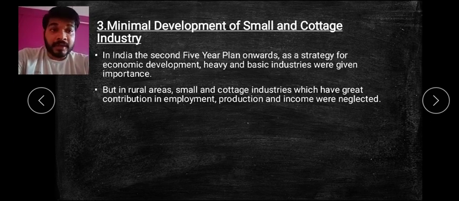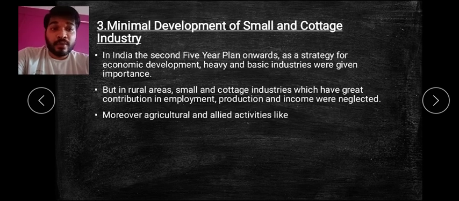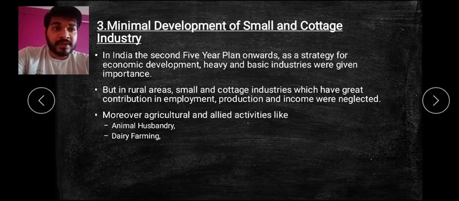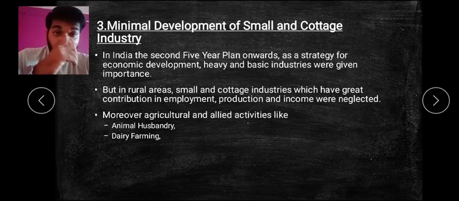Then after, again, the production income were neglected. If we are going to study in the later part also, you find in the chapter that rural areas were contributing so much at that time, but still it was ignored, and they started going with heavy and basic industries for industrial revolution in India. Then after, moreover, agriculture and allied activities, जैसे एनिमल हस्बेंड्री था, जैसे ये स्मॉल स्केल में रूरल एरिया में ये सब ज़्यादा होता था और इसके अंदर से ज़्यादा इनकम आती, but it was ignored.